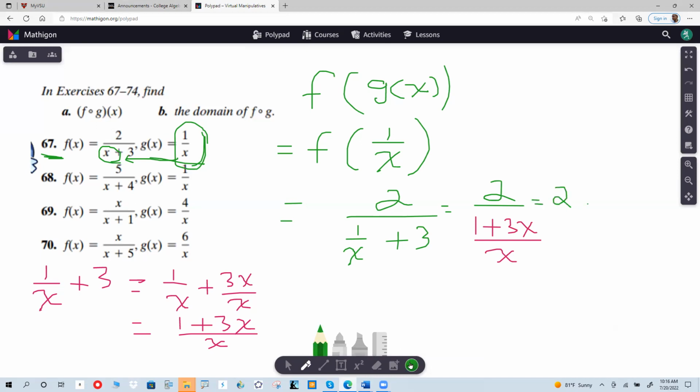I'm going to flip the red x. That's going to be on top. Bottom will be 1 plus here. That looks much better. Now I can nicely calculate the domain.